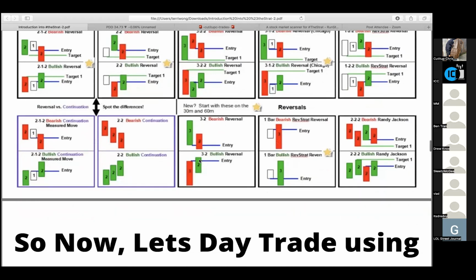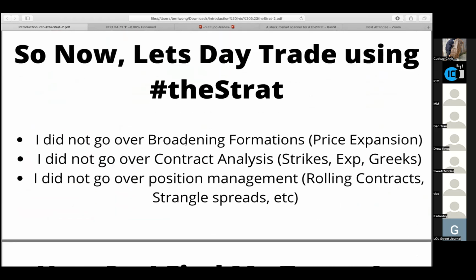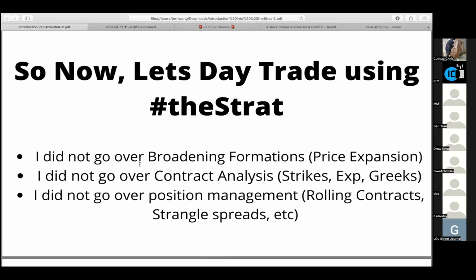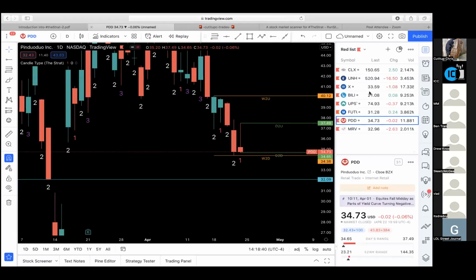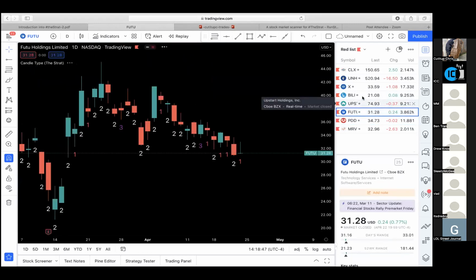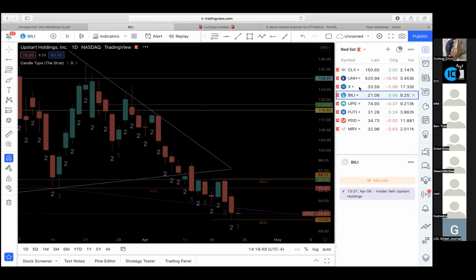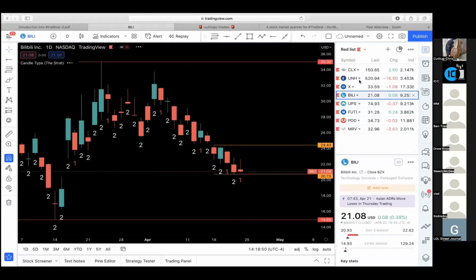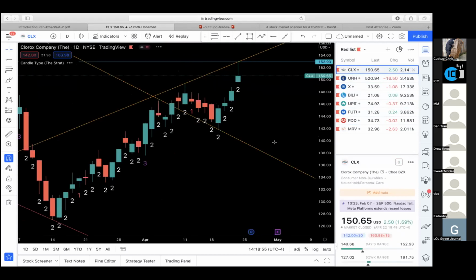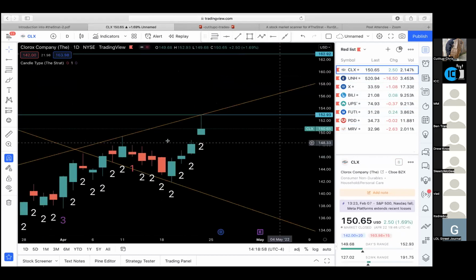All right. So now we can day trade using the strat. Some things I didn't go over are broadening formations, which is just price expansion. And what a broadening formation looks like is, do I have one set up somewhere? Okay, I got one on CLX. So a broadening formation is just like this.